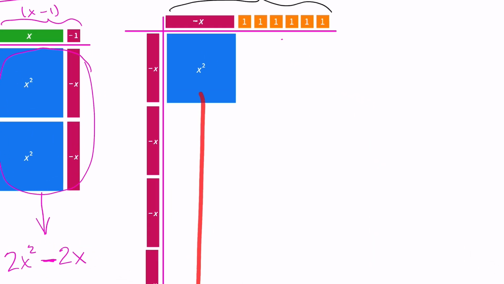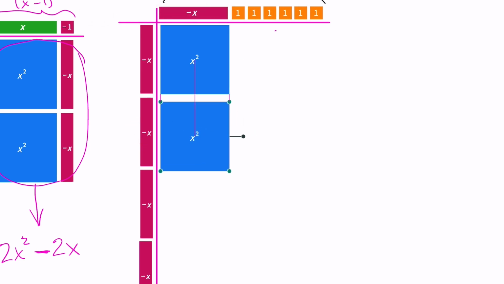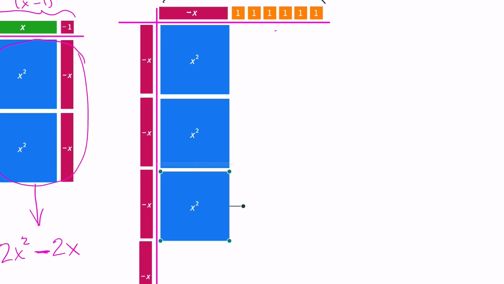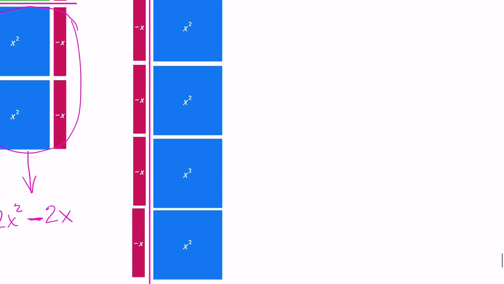Let me go downwards this way. Something that's negative x long, negative x wide is going to be another x squared, right? Same idea. You're going to get another x squared here, and you're going to get another x squared here. So you're just filling in these empty spaces.